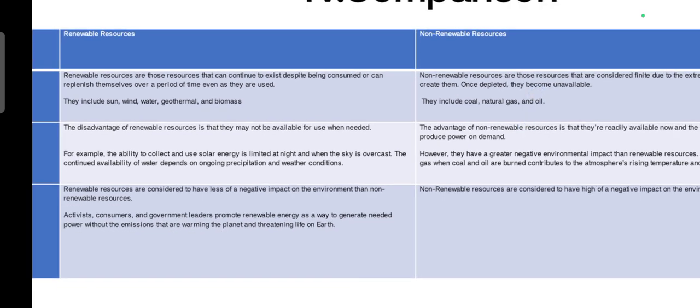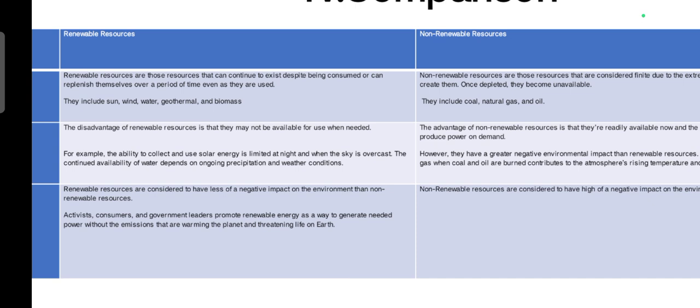The next subtopic is a comparison between renewable sources and non-renewable resources. Renewable resources are those sources that can continue to exist despite being consumed, and can replenish themselves over a period even as they are used. They include sun, wind, water, geothermal, and biomass.